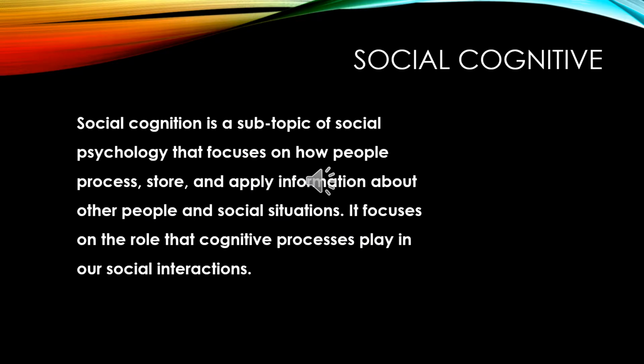Now let's talk a little bit about social cognitive theory, which played a key role in the success of Lawrence Kohlberg and his moral theory. Social cognition is a subtopic of social psychology that focuses on how people process, store, and apply information about other people and social situations. It focuses on the role that cognitive processes play in our social interactions.